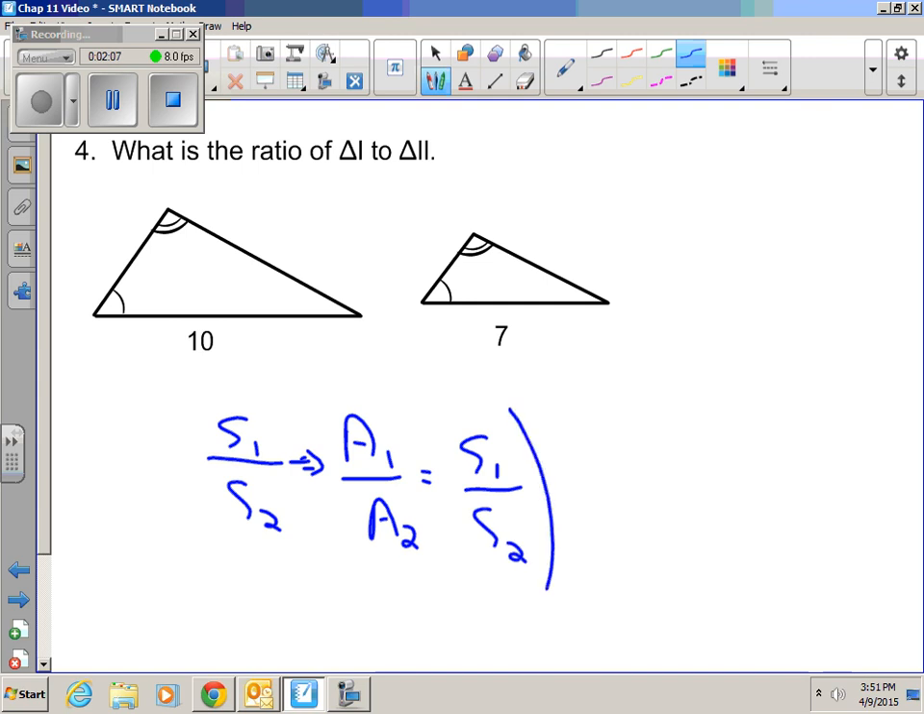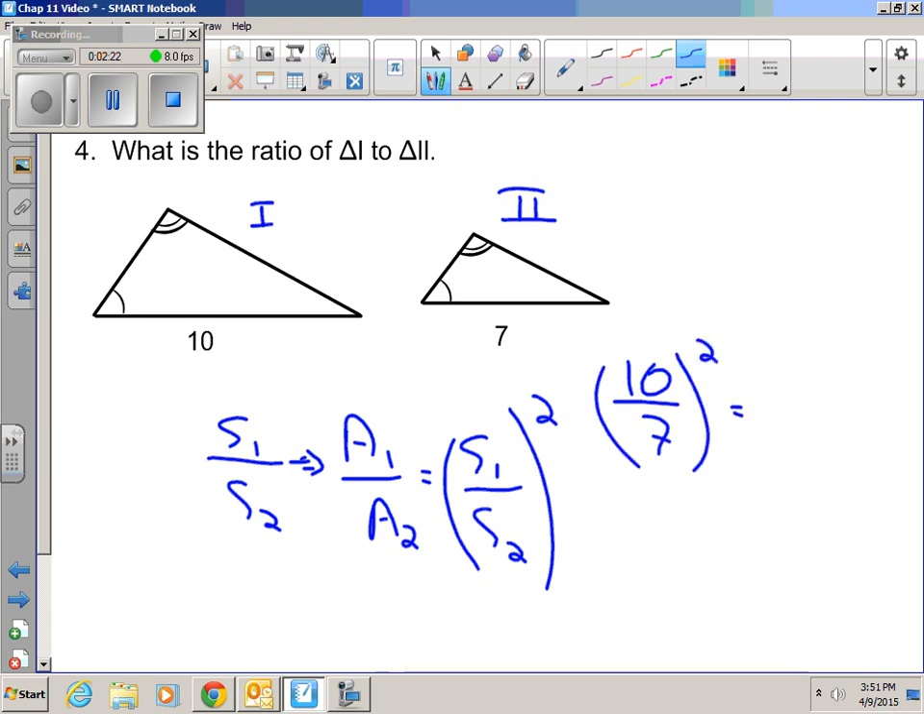squared. So, looking here, triangle 1, triangle 2, what is the ratio of their lengths? Well, it's 10 to 7. If I square that, I get 100 to 49. So the ratio of these areas is 100 to 49.